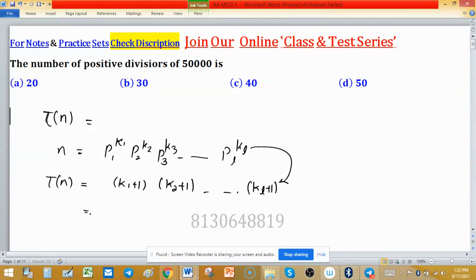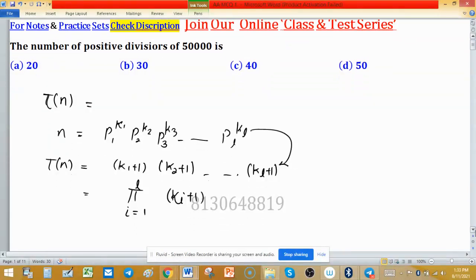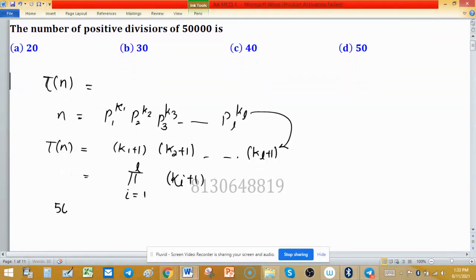In compact form, because this is a product, I can write the product of (ki plus 1), where i runs from 1 to l. So this is the normal structure for tau n, and tau n uses only the powers of primes. The given number is 50,000, so let us write 50,000 as a product of prime powers.